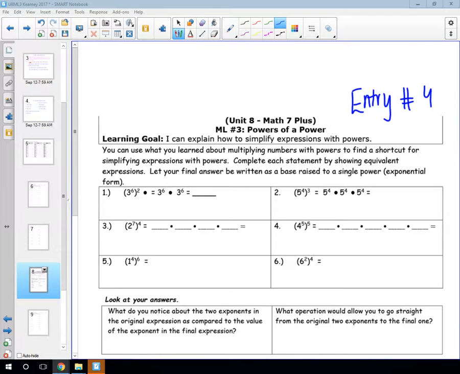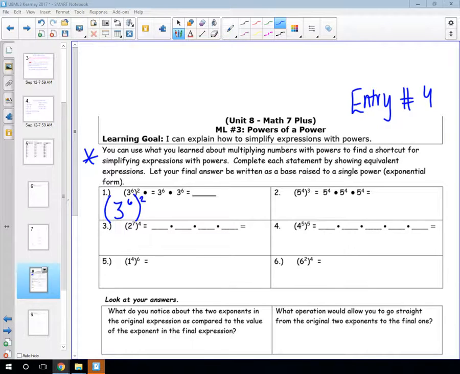First of all, we're going to take what we've learned and apply it to something new. The top says, using what you've learned about multiplying numbers with powers, find a shortcut for simplifying expressions with powers. Complete each statement by showing equivalent expressions and let your final answer be written as a base raised to a single power.